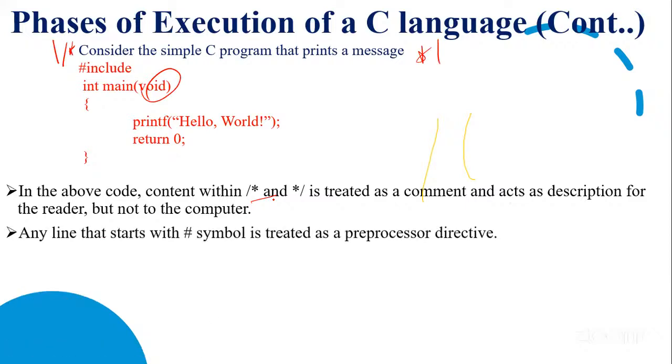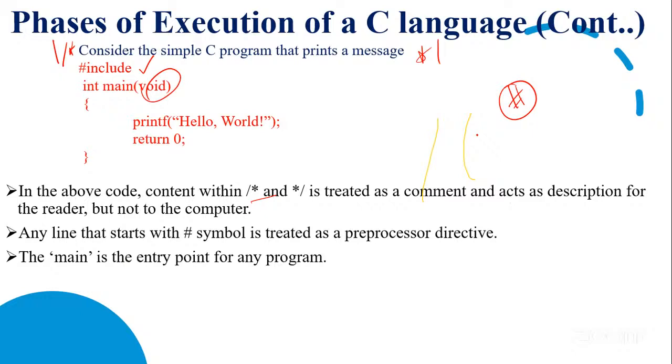And in this line, we have hash include. Any line that starts with a hash symbol is treated as a preprocessor directive. In C language, we call this hash symbol a preprocessor directive. Without this preprocessor directive, there is no C program. The very first one is the preprocessor directive, the hash symbol followed by the keyword include.